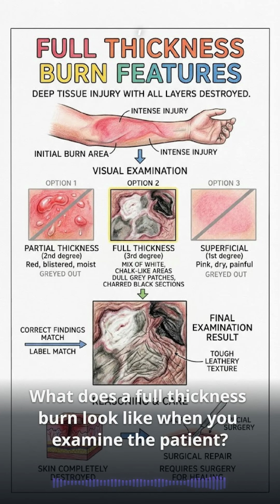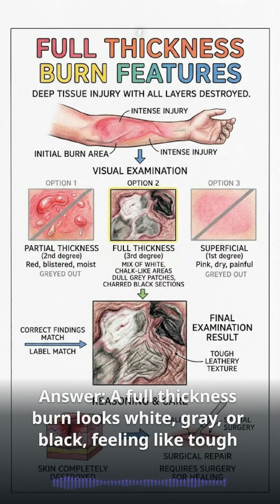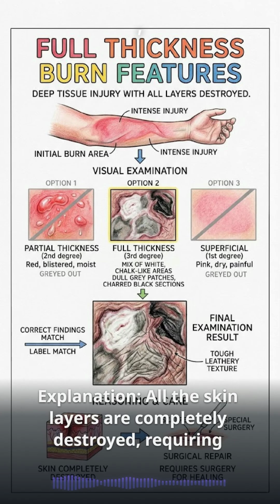47. What does a full thickness burn look like when you examine the patient? A full thickness burn looks white, gray, or black, feeling like tough leather. All the skin layers are completely destroyed, requiring special surgery to fix it.